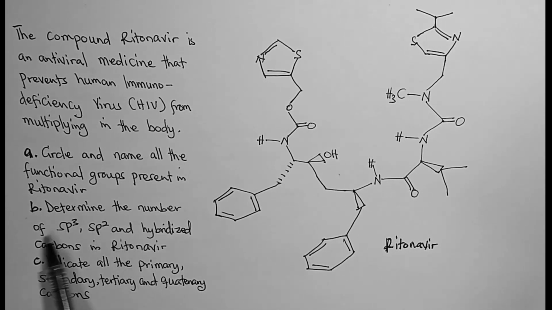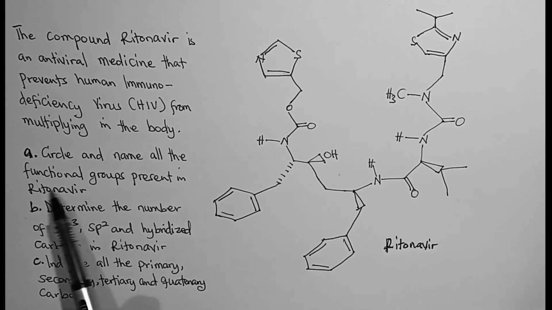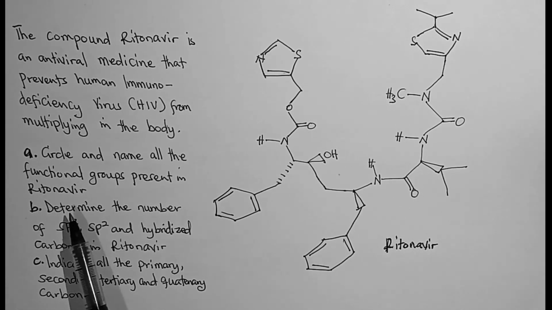B. Determine the number of sp3 and sp2 hybridized carbons in ritonavir. And then C. Indicate all the primary, secondary, tertiary and quaternary carbons. So the first thing we have to do is to circle all the functional groups.